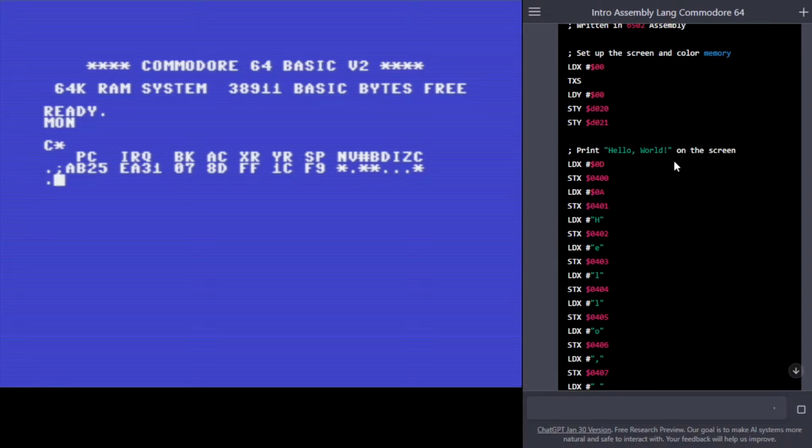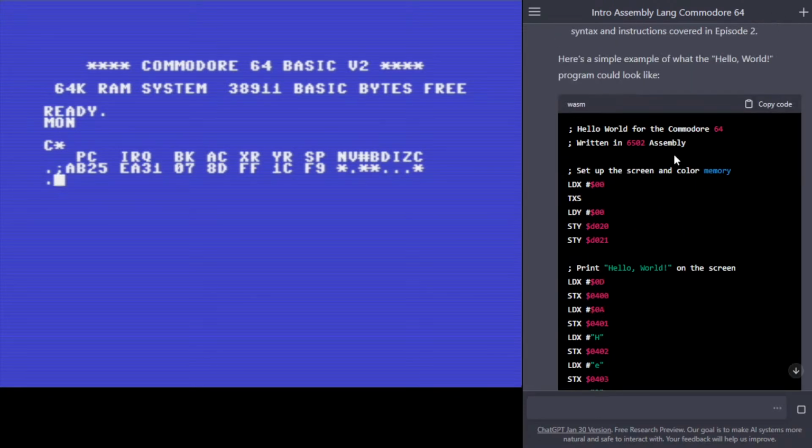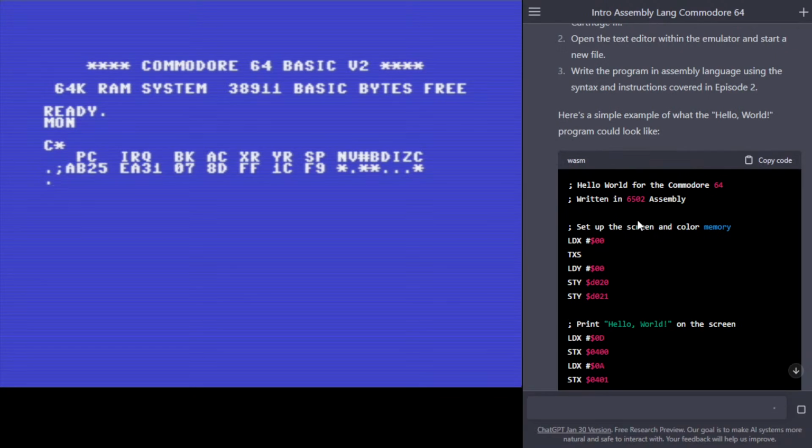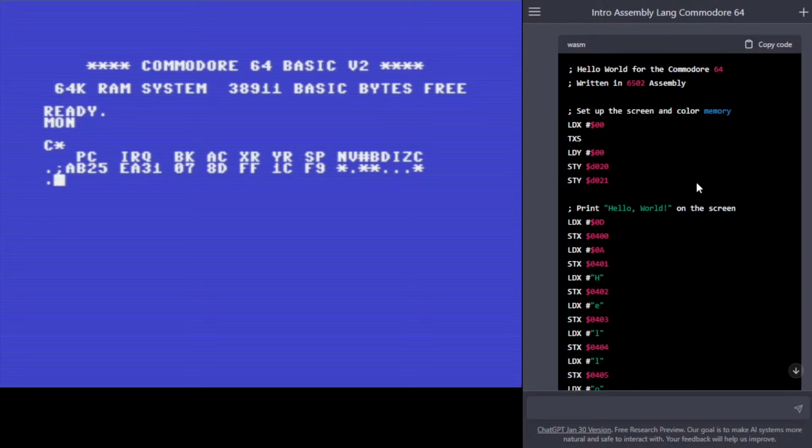I actually wonder if the Commodore 64's built-in assembler can handle comments like that. That's an interesting thing to wonder. Anyway, so here's an example program. Set up the screen and color memory. Once again, we're not telling it where to start, right?